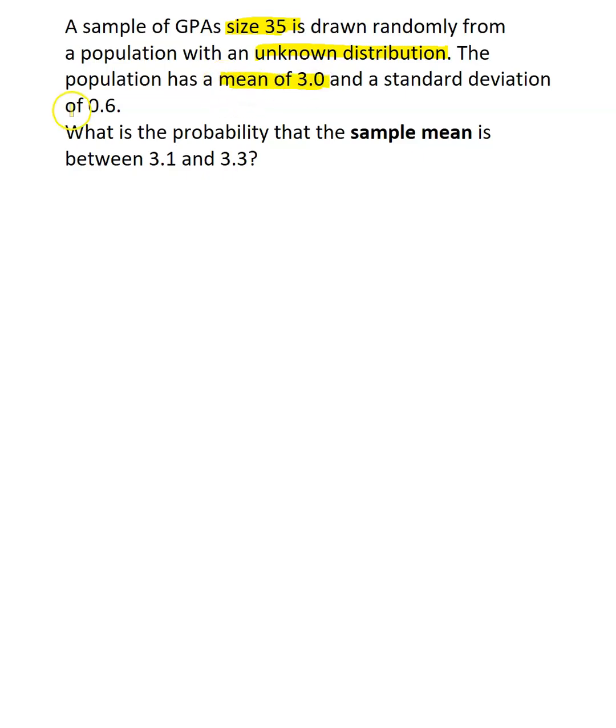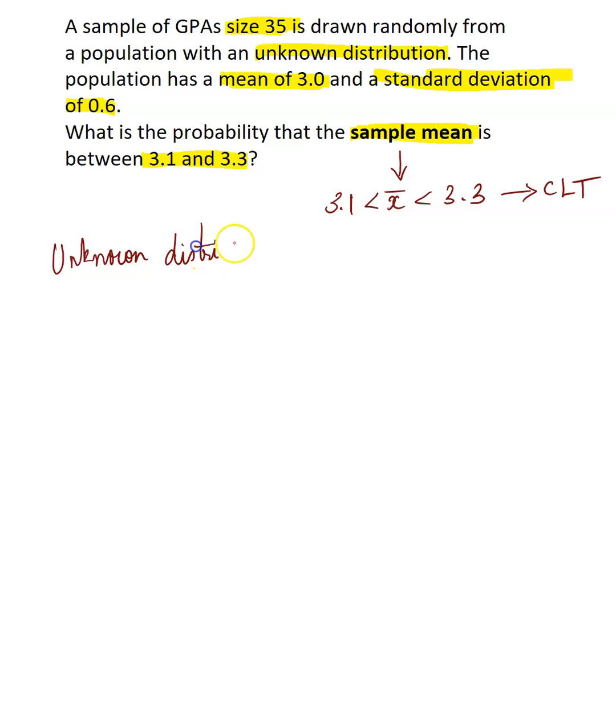Mean is 3, standard deviation is that. For us to find the sample mean lies between 3.1 and 3.3, sample mean means x bar lying between 3.1 and 3.3, which means we're talking about CLT. Unknown distribution. It's a good idea for you to pause the video and do it on your own. 35, so it's more than 30, that's good.